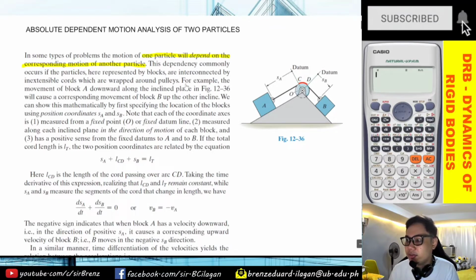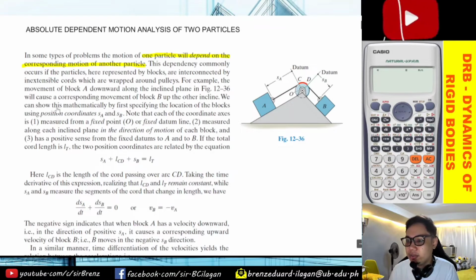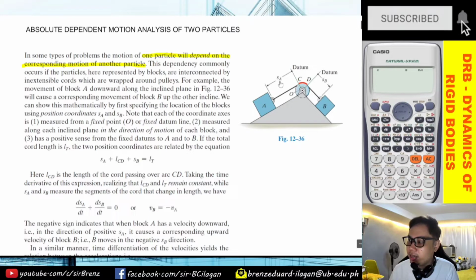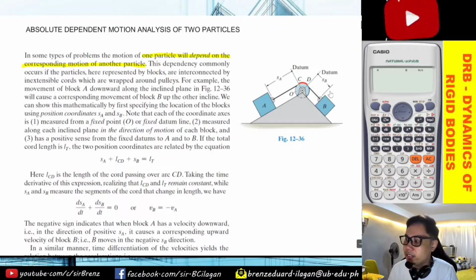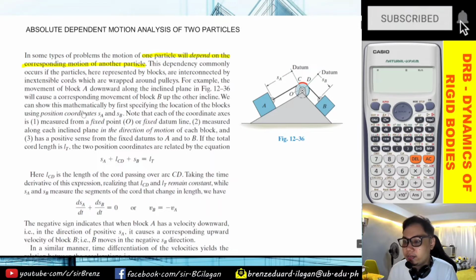Ayan. So, for example, so the movement of block A, which is this one, so downward along the inclined plane, as shown in the figure 12-36, will cause a corresponding movement of block B. So, sa pagbaba nung block A, denoted by S sub A, o yung displacement ni block A, may corresponding movement rin si block B, so denoted by S sub B. Okay, so we can show this mathematically by first specifying the location of the blocks and using the position coordinates.